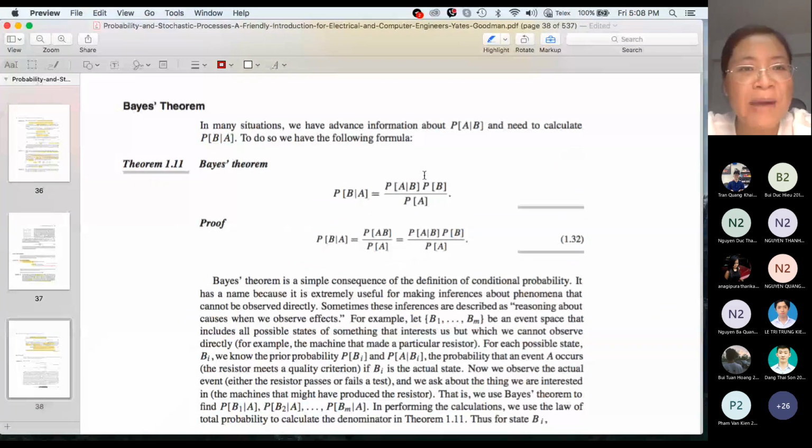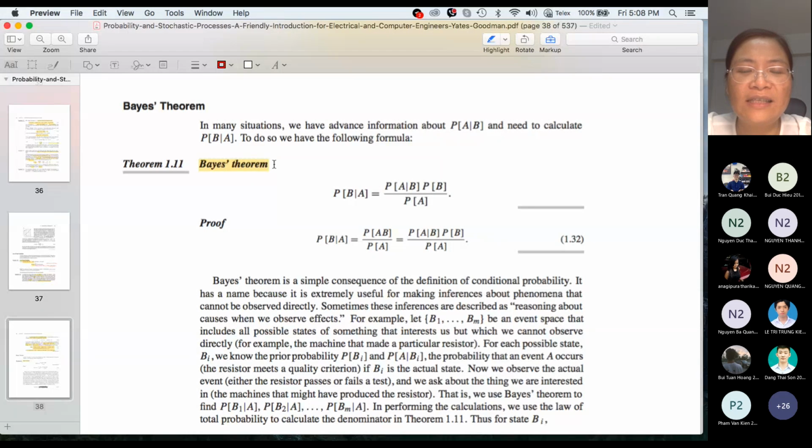Continue. Bayes theorem. Bayes theorem here is very simple. However, it's very important for data science.